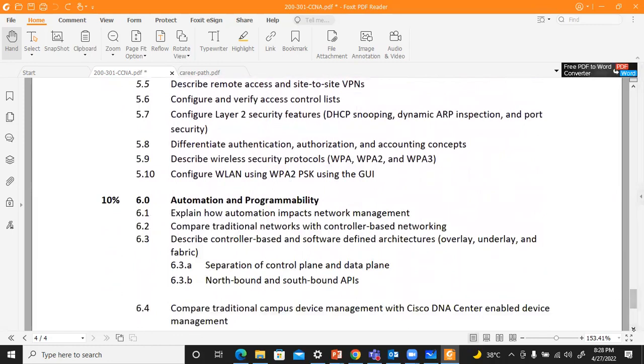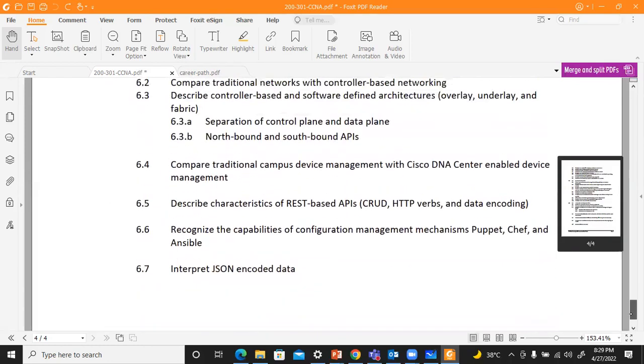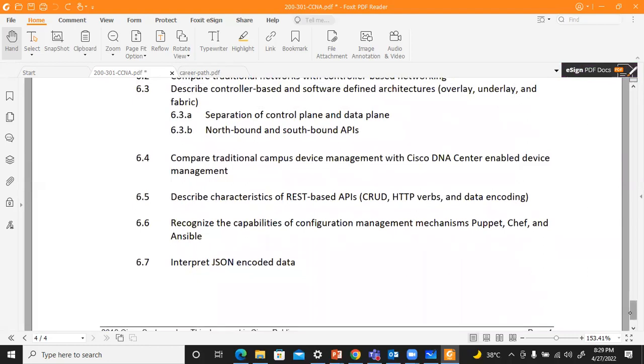Then we can see there is automation and programmability. There is also the overview of what automation and programmability are, what SDN architecture is, and the different controller-based software defined architectures: overlay, underlay, and fabric. Then you should know about the APIs, northbound and southbound APIs. You should know the traditional campus device management and Cisco DNA Center enabled device management. So these are some new topics that have been added. There is also JSON, so you should know a little bit about JSON encoding.